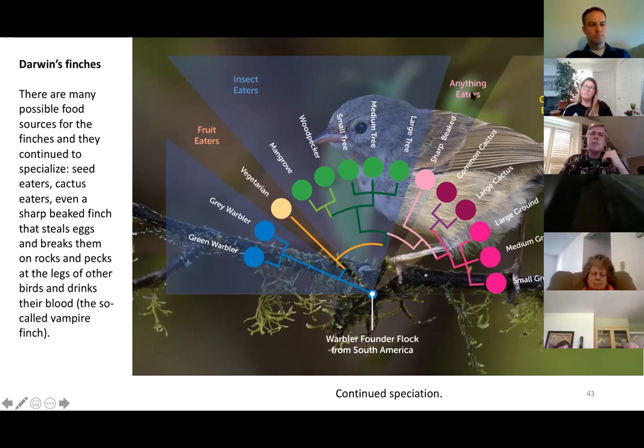So I'll just say one thing about the sharp-beaked, because I labeled him the anything eaters here, because the sharp-beaked finch actually steals eggs from other birds and rolls them against rocks and breaks them open and eats the eggs. And they also go up to the blue-footed booby and peck at the blue-footed booby's legs until they bleed and they drink their blood. And so they're actually called the vampire finch. Although that's a little unfair because they don't eat just blood. They're an all-purpose bird, and they'll eat anything.